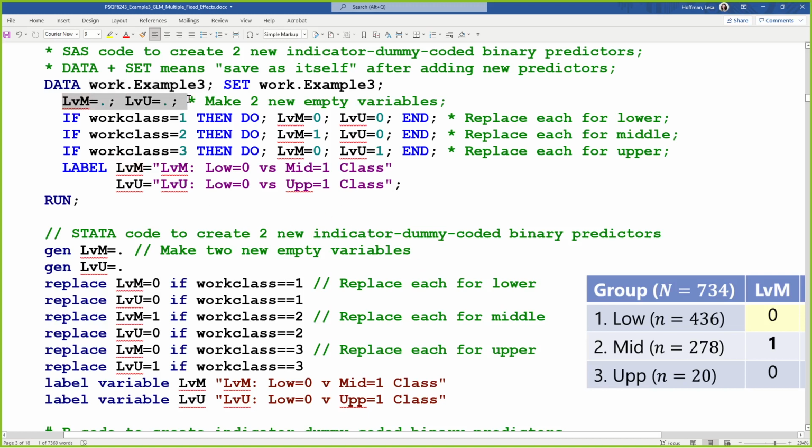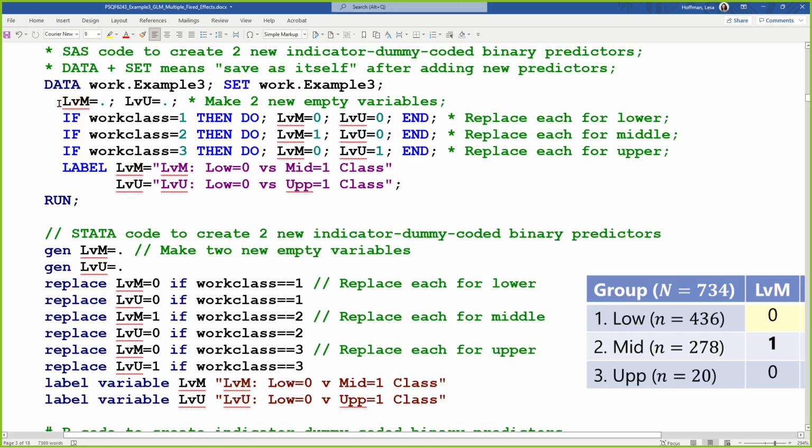So first thing, this is code that you saw before. In your homework, I asked you to create a dummy-coded predictor for age 3 versus 4. This is related to that, except that it has more code because now I have to make 2 new predictors, not just 1.